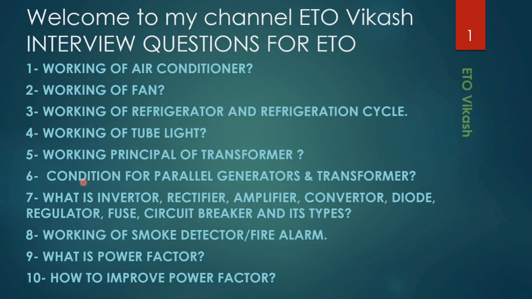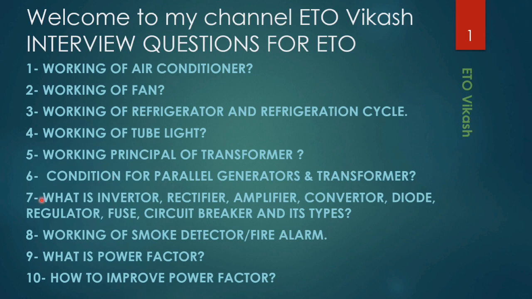And now the condition for parallel operation of generator and transformer. For a generator, the phase angle of the incoming generator should be the same as the running one, and the voltage and frequency should be the same for paralleling. For a transformer also it is almost the same, but with phase angle shift: same polarity, same phase sequence, same frequency.